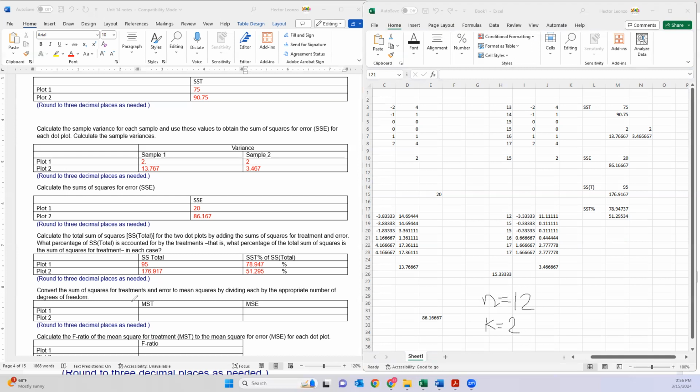For my MST, I'm going to go SST divided by K minus 1. Because of my degrees of freedom, I had to subtract 1. So my SST divided by K minus 1 is going to give me my MST.